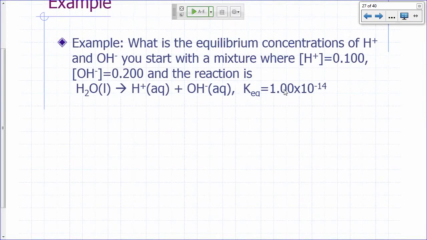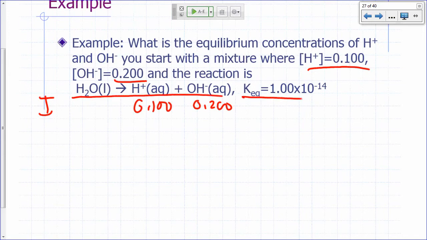What would be the equilibrium concentration of H plus and hydroxide if you start with a mixture where H plus is 0.1 and OH is 0.2? Okay, so initially you have 0.1 for H plus and 0.200 moles per liter for hydroxide. And the KEQ for this reaction is 1 times 10 to the negative 14. Okay, what's our Q?